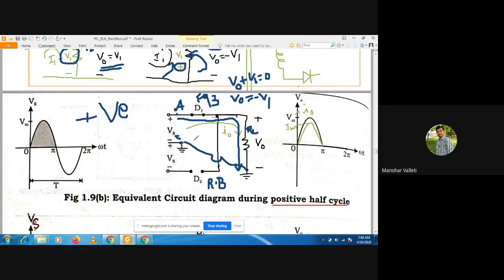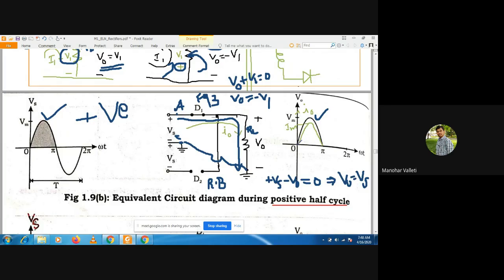So now if we apply the KVL equation again here, considering the second sign in the clockwise direction, the second sign of Vs is plus Vs and the output is minus V naught equal to 0, which gives V naught equal to Vs. So the output wave shape follows the same wave shape as the input shown here.